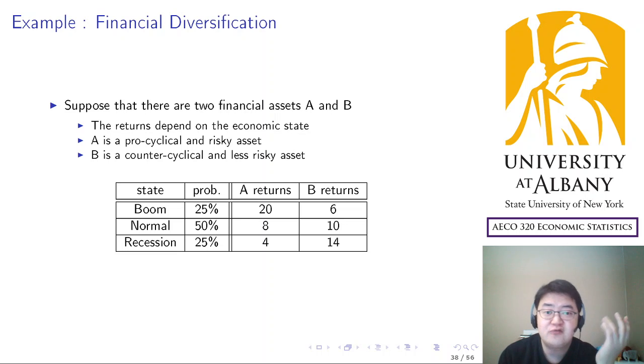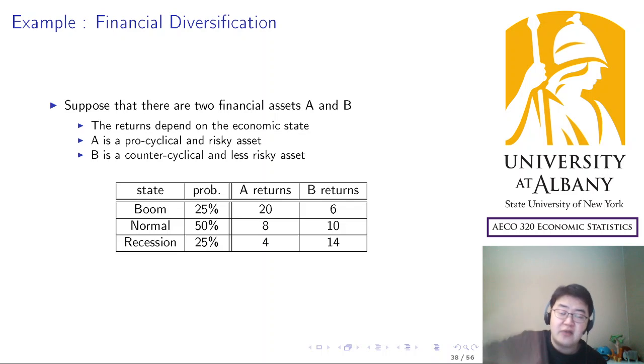Suppose that you have two stocks, or financial assets, and their returns depend on the economic state. I'm going to characterize A as procyclical, which means when the general economy goes up, the return from A also goes up, but when the general economy goes down, A goes down too. So it moves together with the market. A is procyclical and it's risky.